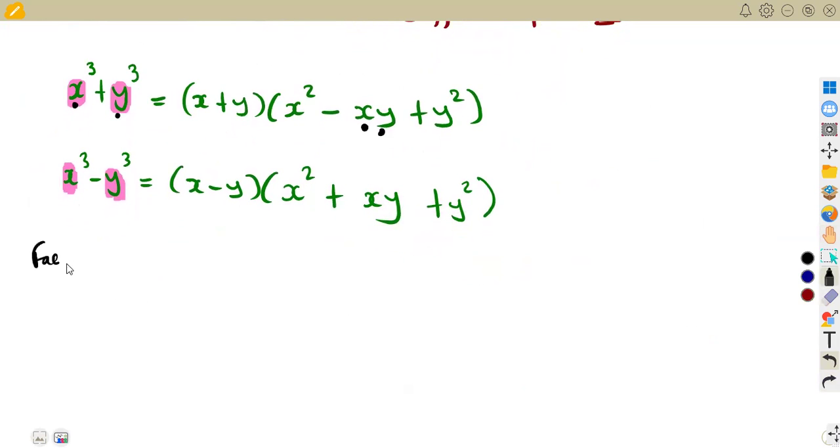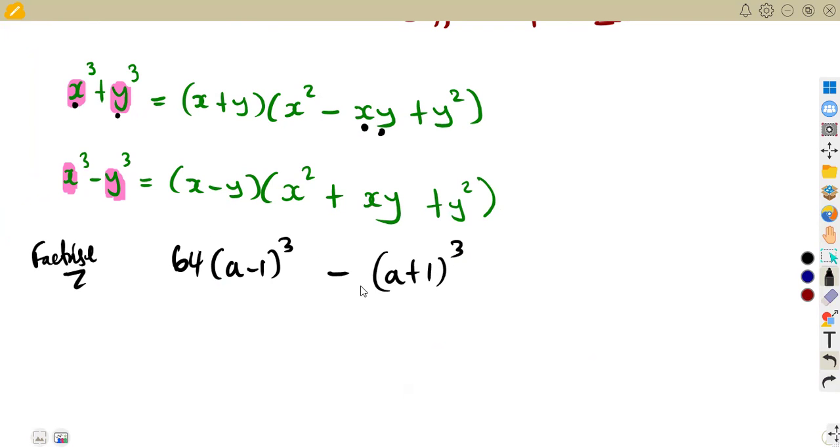Factorize, again, we are asked to factorize completely, and we are given 64 into a minus 1 to the exponent of 3 minus a plus 1 to the exponent of 3. And we're asked to factorize there. All right, take note there. You're supposed to be very, very careful. Is it a cubic expression? Do we have a difference of two cubes there? We can see the 3 here, but we do not see it on this 64.